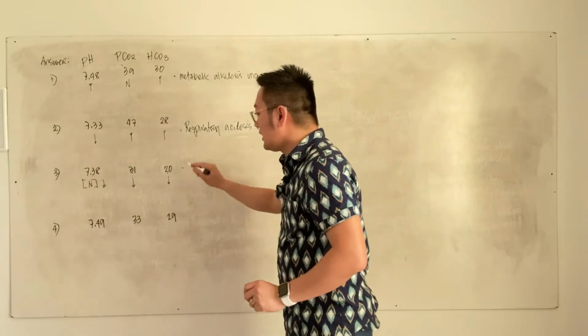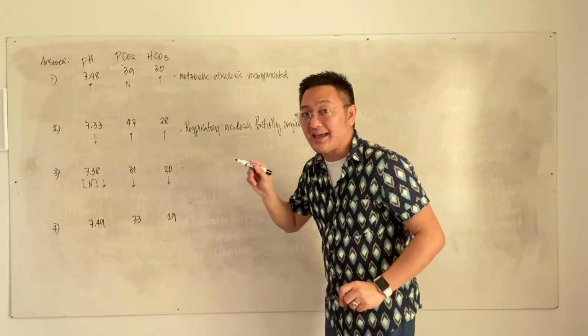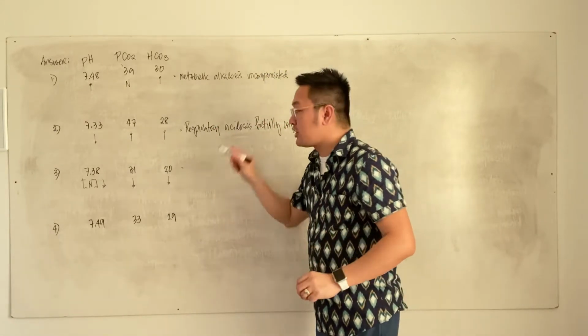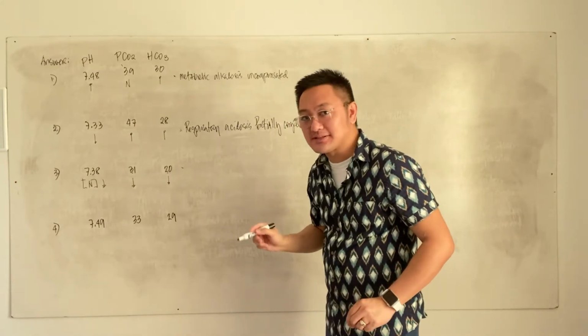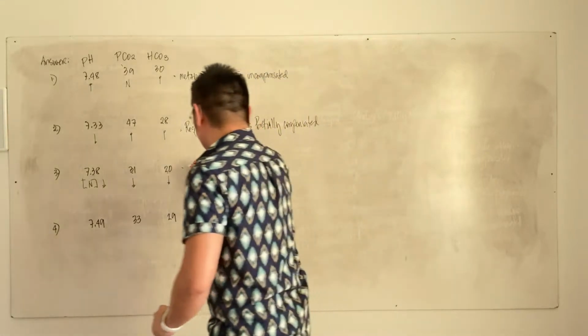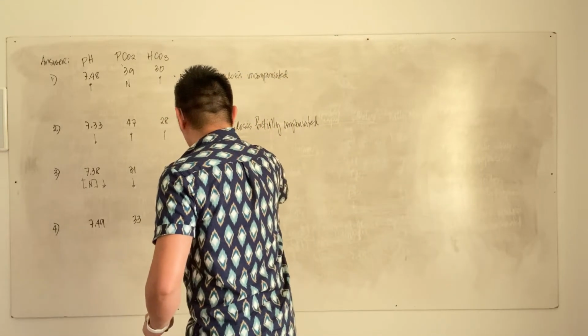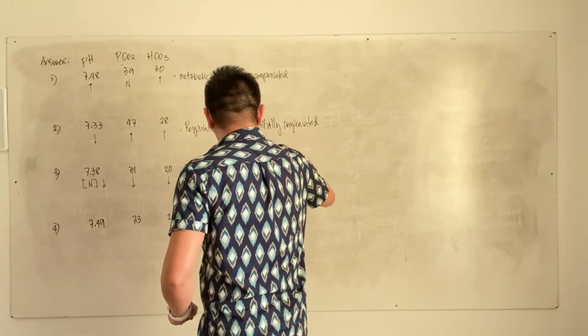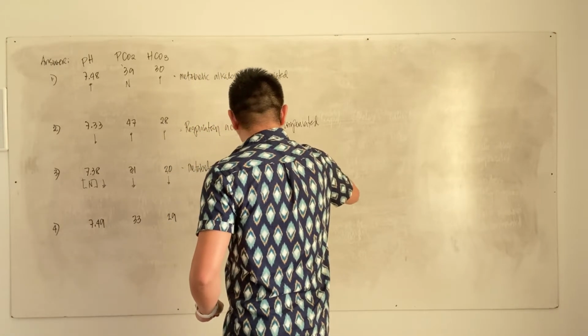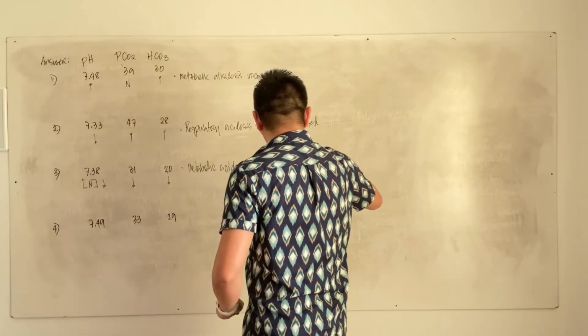Okay? Now, if you're going to follow the steps I gave you and the algorithm, your answer should have been metabolic acidosis fully compensated. Okay? Fully compensated.